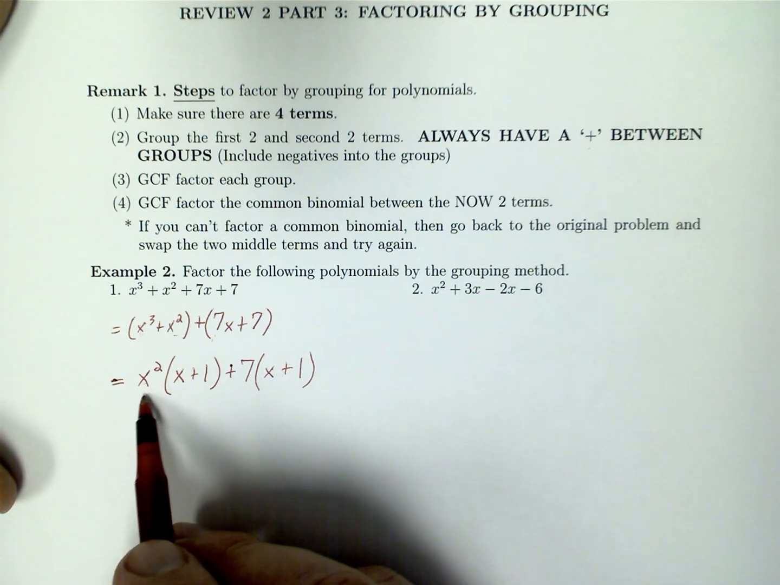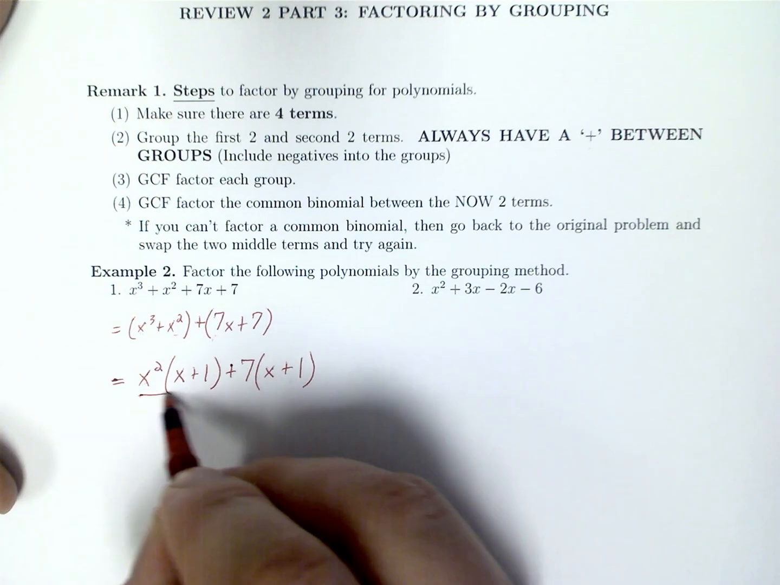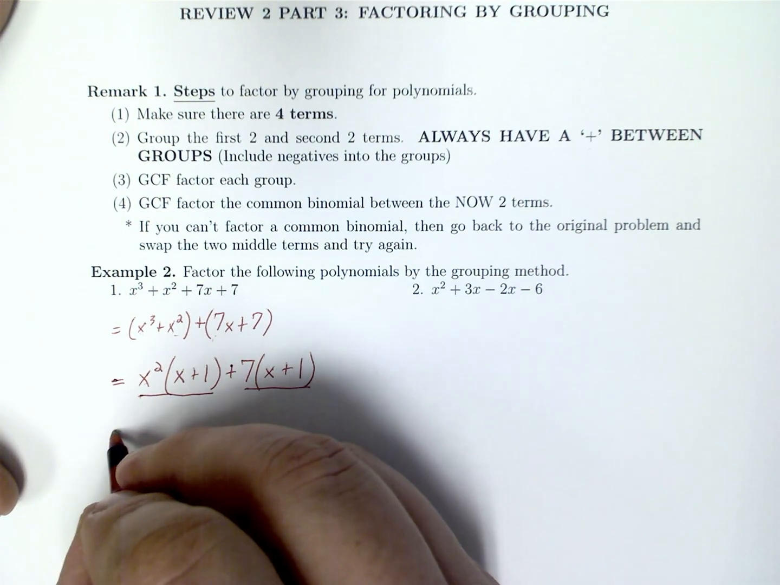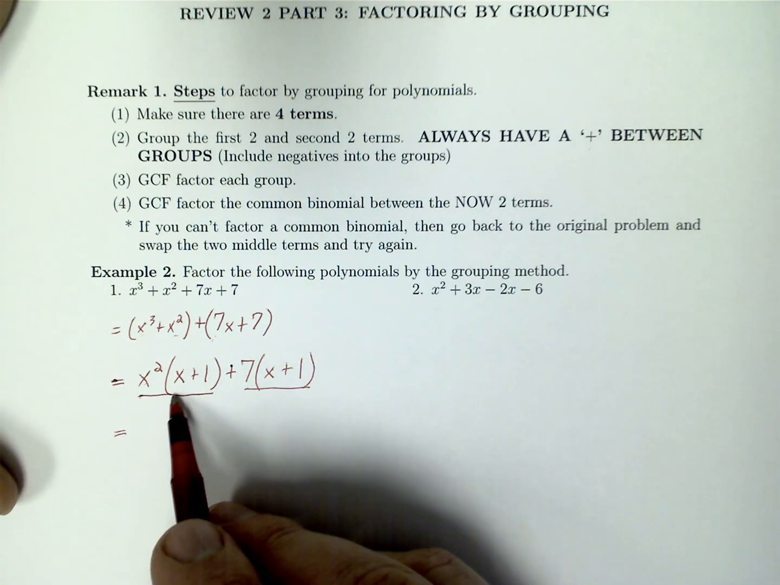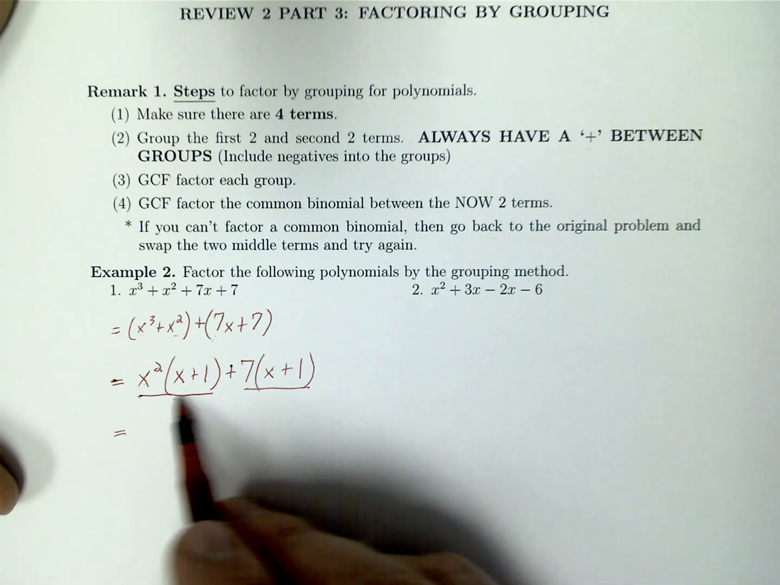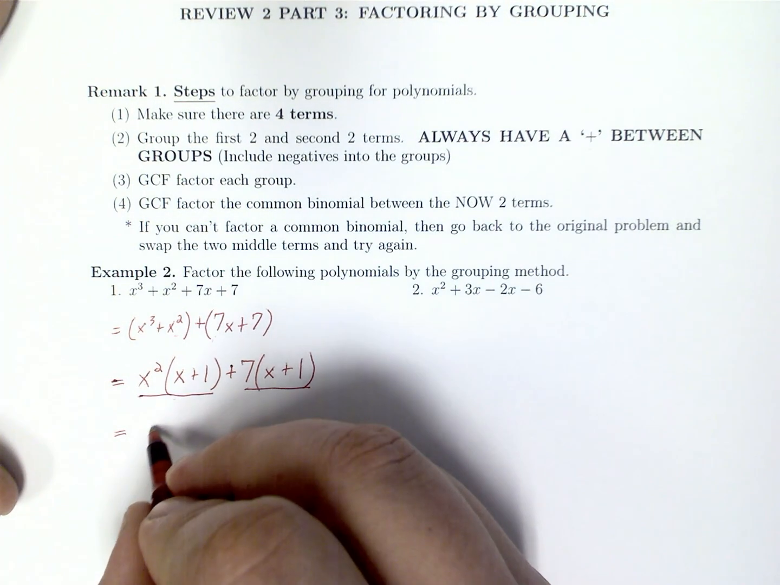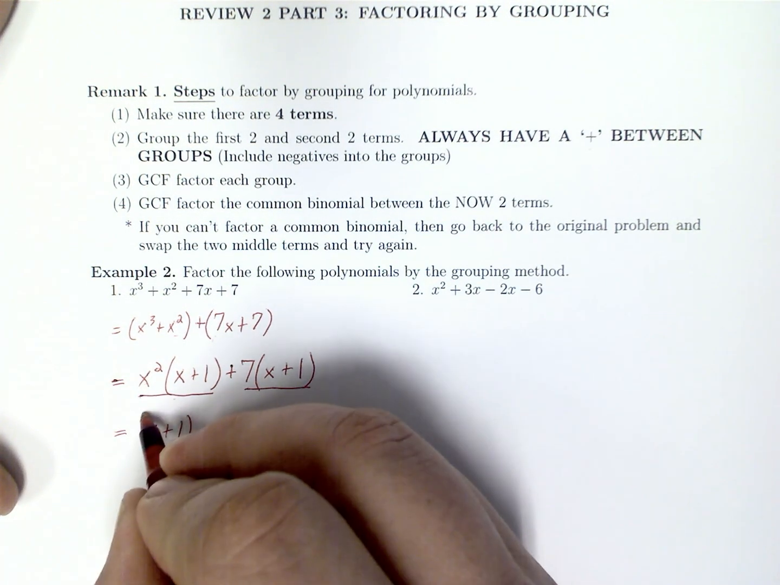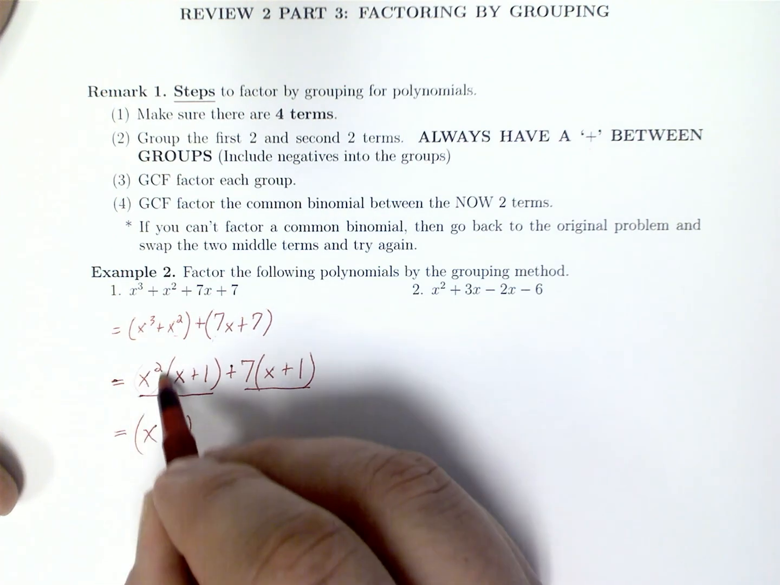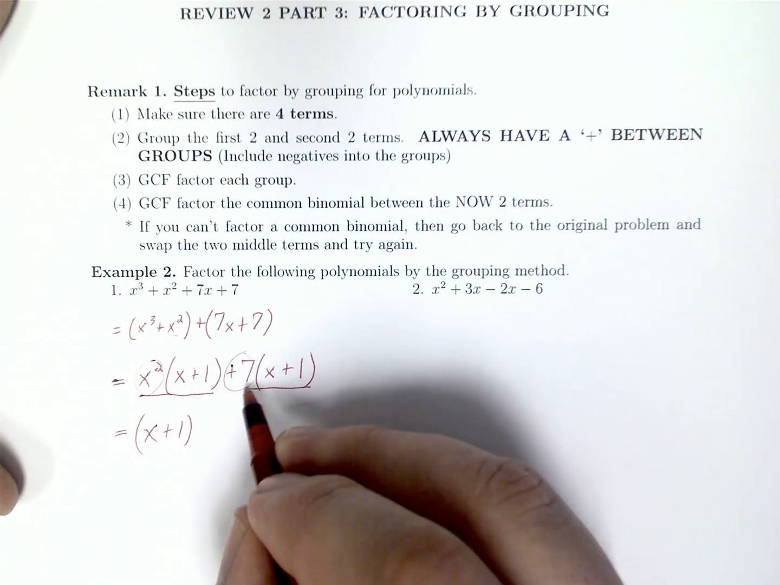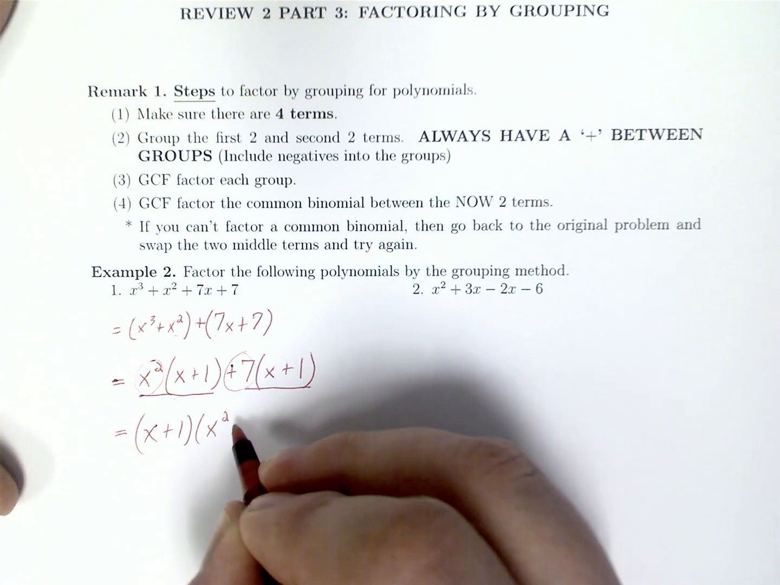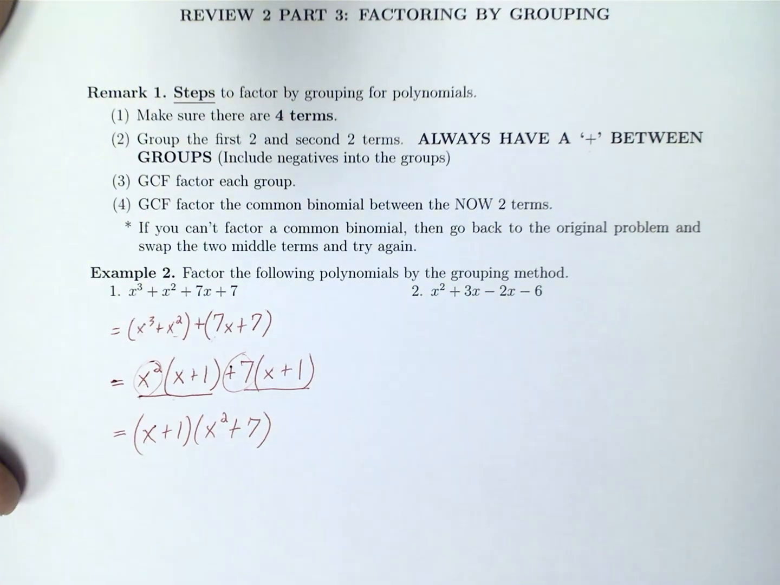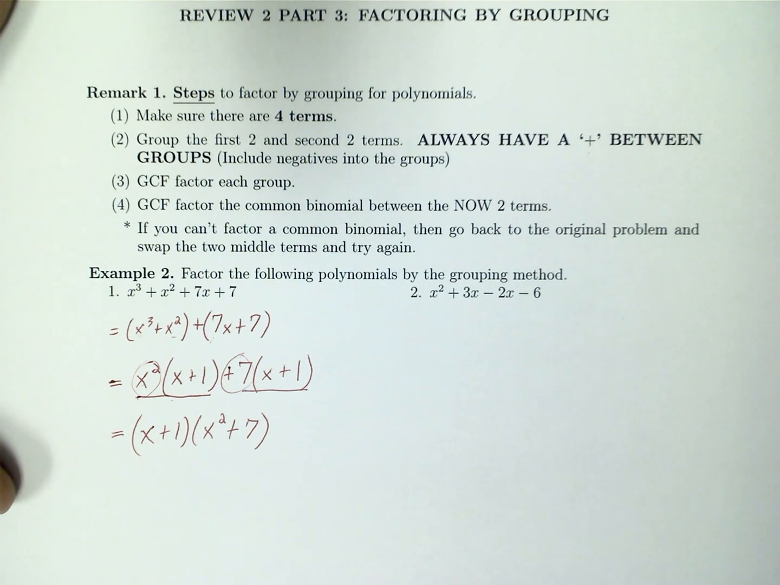And now, did we do things right? Well, we now have this is one term, this is one term. What do both of these terms have in common? They both have x plus 1 in common. So that's what we can put out in front. And what do they have left over when we pull it out in front? An x squared and a plus 7. And this is fully factored for our purposes.